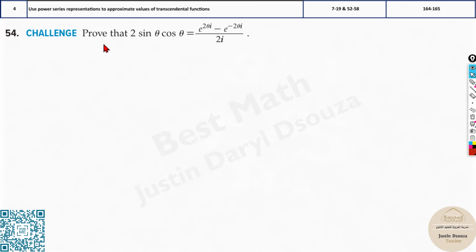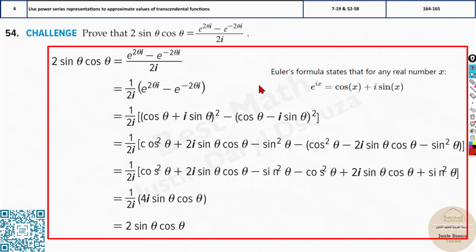We have a challenge problem. Prove that 2 sine theta cos theta equals (e^(2θi) minus e^(-2θi)) by 2i. Now, I hope you know Euler's formula. It's written as Euler, pronounced Euler. I will just go through the steps. Instead of writing them myself, I'll tell you what is happening in each step. This is given. We are just writing the given.